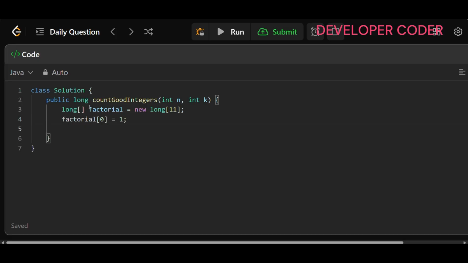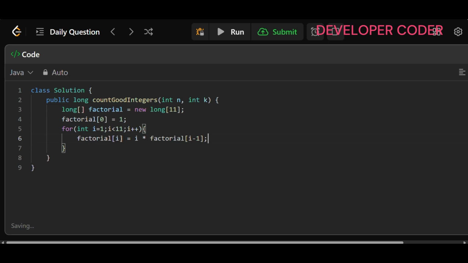Now just run one loop for int i equal to 1. From 1 we need until 10. So here you can write i less than 11 or less than or equal to 10, whatever you want. i plus plus, and inside this, how do you calculate the factorial? Factorial of i is nothing but the current i value, into the factorial of i minus 1. So very easy now. We already know the factorial of 0, so I will get 1.